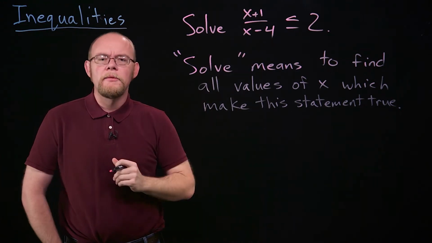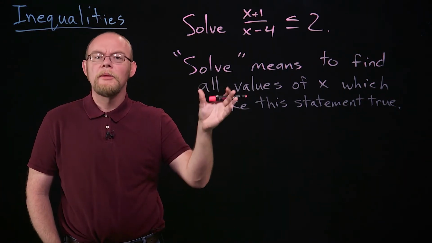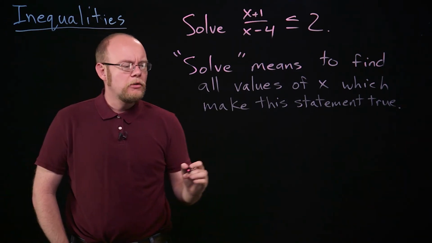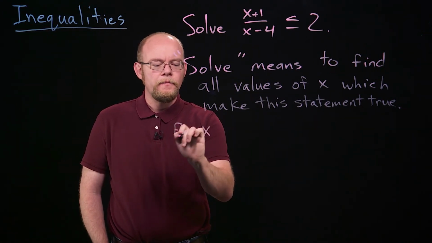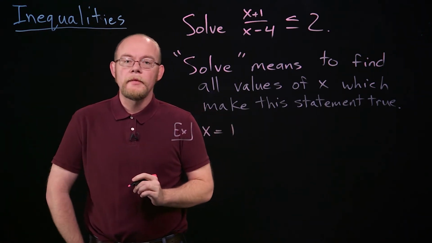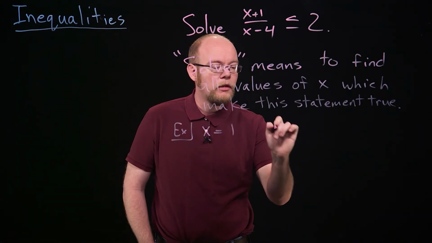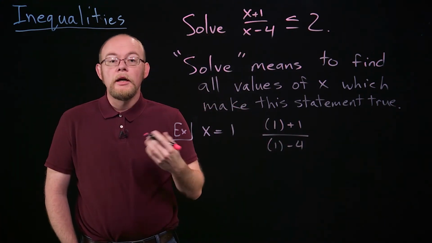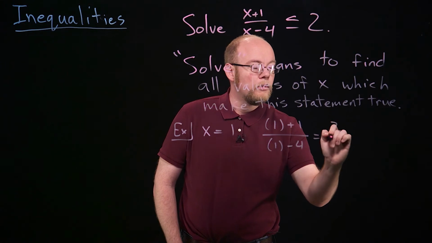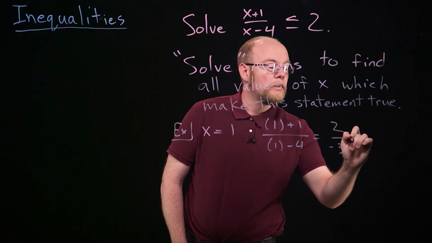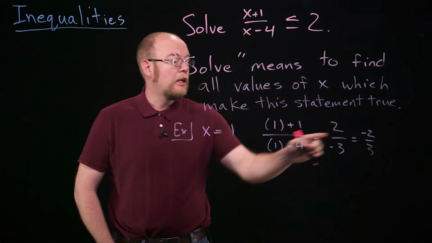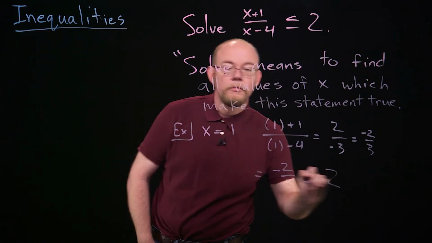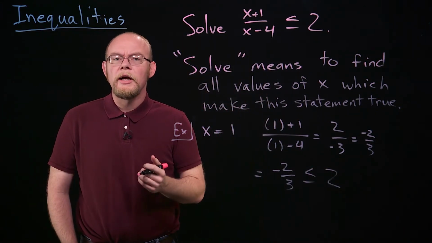Now this ratio can come up from a variety of applications, but as mathematicians we're just worried about the technique at this stage. And what we're saying is what x will work. So for example, you could try x is equal to, say, 1. And if we plug that into the expression, we get (1 plus 1) over (1 minus 4). Now, if we go ahead and calculate this, this is 2. 1 minus 4 is negative 3. So this is negative 2/3. And if I look at that, negative 2/3 is less than or equal to 2. And so this statement is true for x is equal to 1.